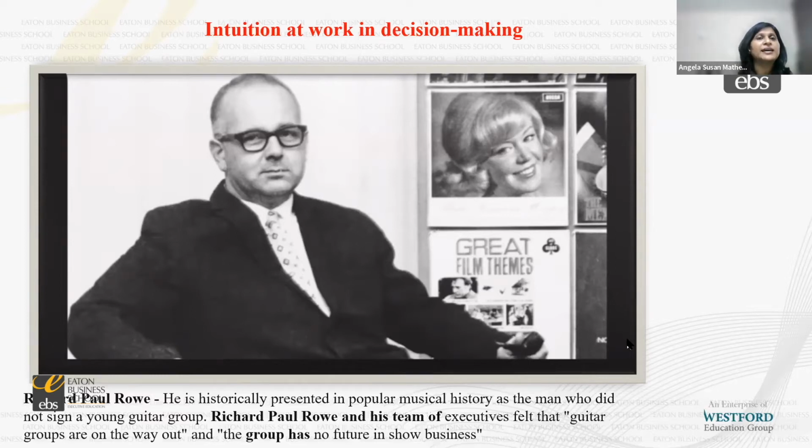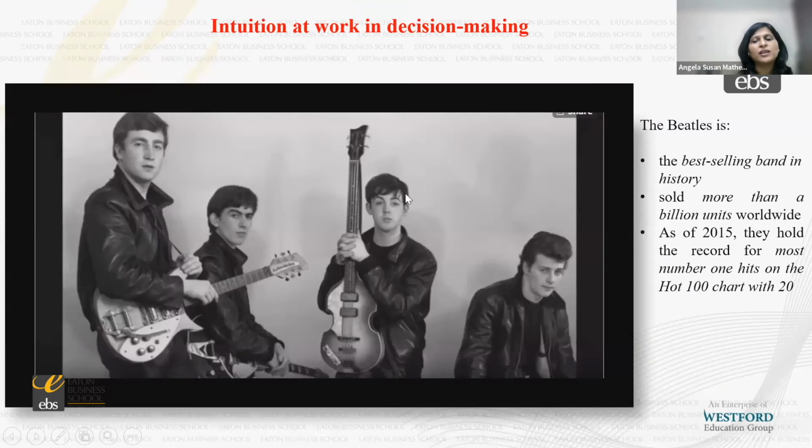They just felt that guitar groups were on their way out. They did not find a future. Something told them that this was not going to work out. There is no future for guitar bands. All right. The problem is, the same band went on to become what is referred to as the Beatles.